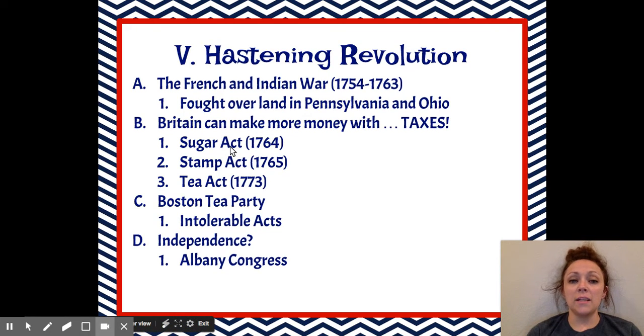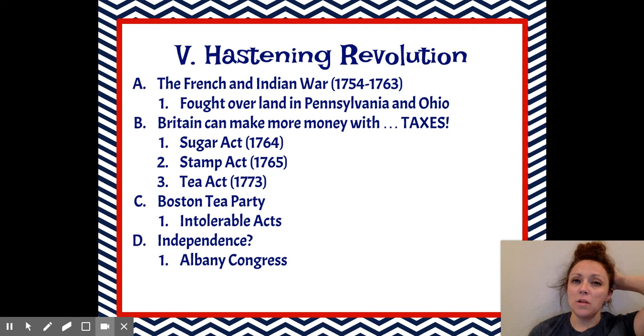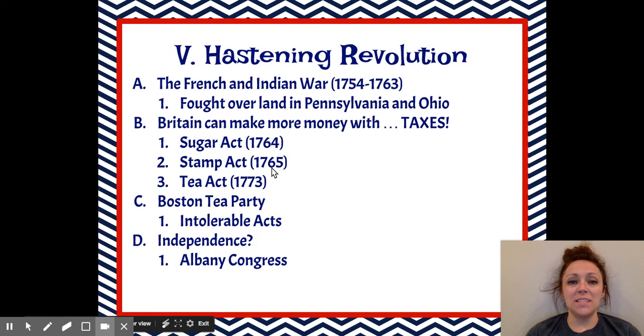Starting with the Sugar Act of 1764, this placed a tax on everything dealing with sugar. So we're talking about sugar, molasses, rum, all of those different things saw an additional tax placed upon them. The Stamp Act in 1765 was never actually put into effect because the colonists freaked out so much about it. And basically, there were so many riots that Great Britain was almost forced to take back the Stamp Act.